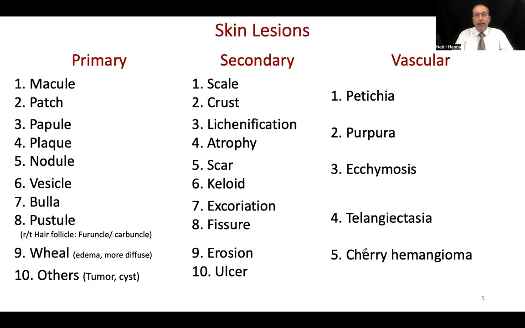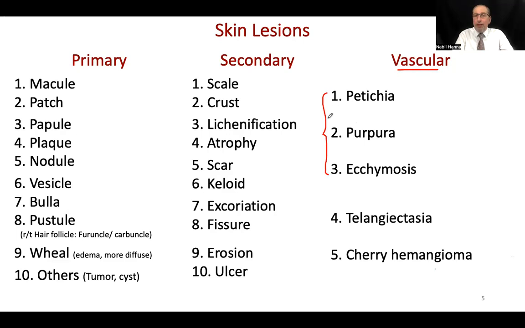Now let's talk about skin lesions. We can divide skin lesions into primary skin lesions, secondary skin lesions, and vascular skin lesions. So let me start with the vascular skin lesions. Vascular means it involves blood and blood vessels. For petechiae, purpura, ecchymosis, these three lesions, the blood is outside the blood vessels. So these are some sort of bleeding.